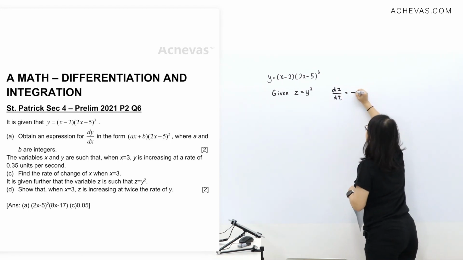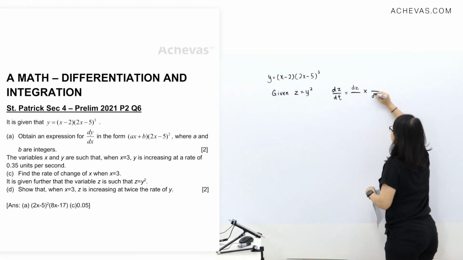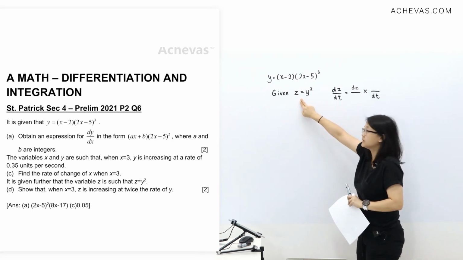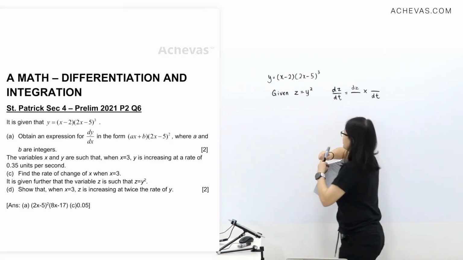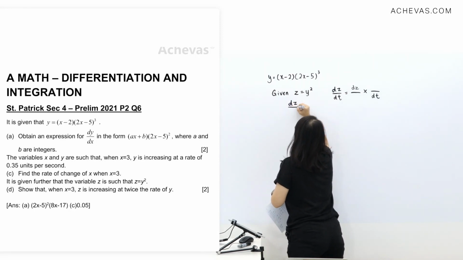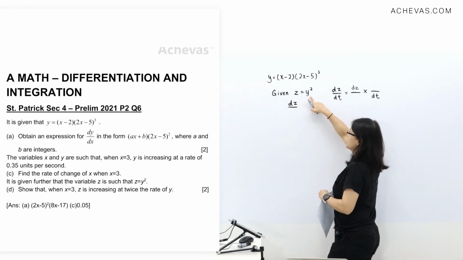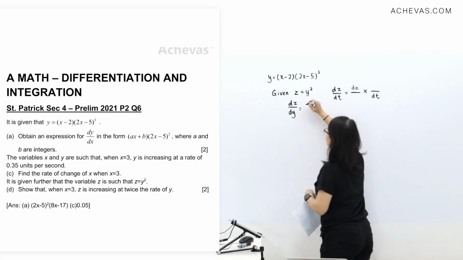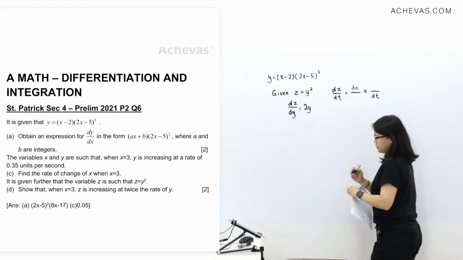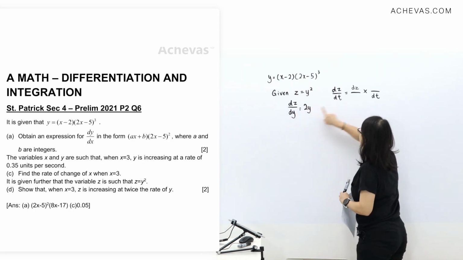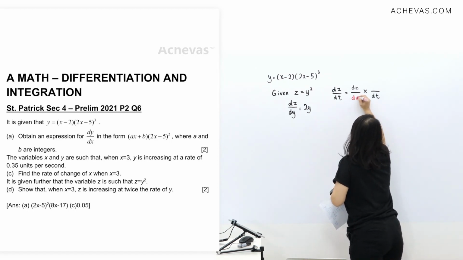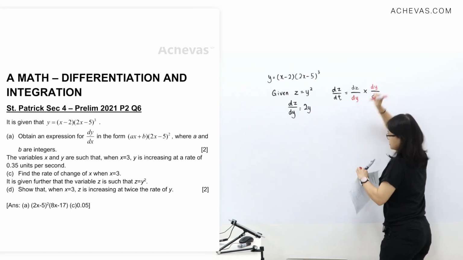I'm going to split this, dz above dt over here. And because they are giving us this, we can write differentiating z with respect to this variable y, so I differentiate this with respect to y as well, to write down 2y here. So we have dz/dy here, and I'm going to write dy here, and fill in dy as well.